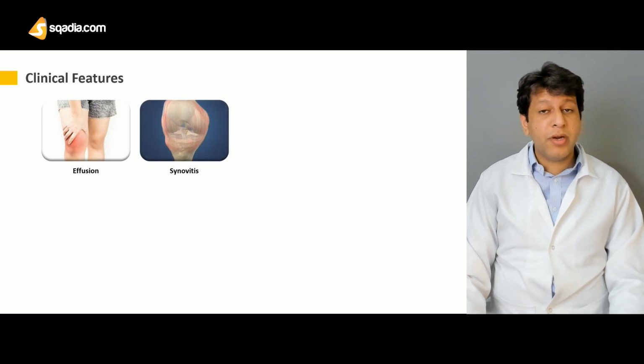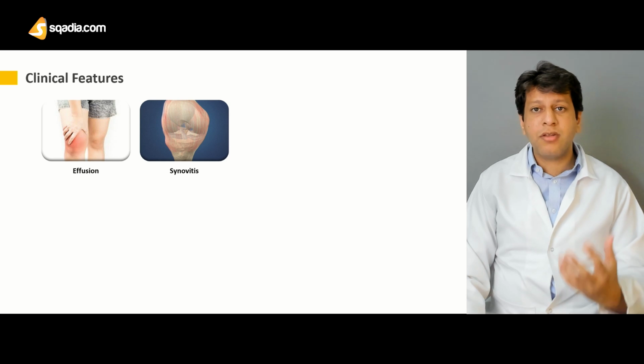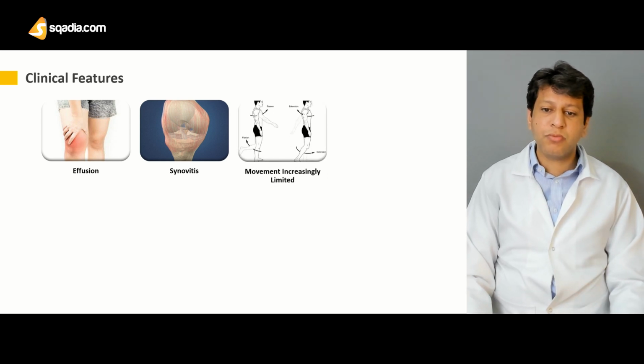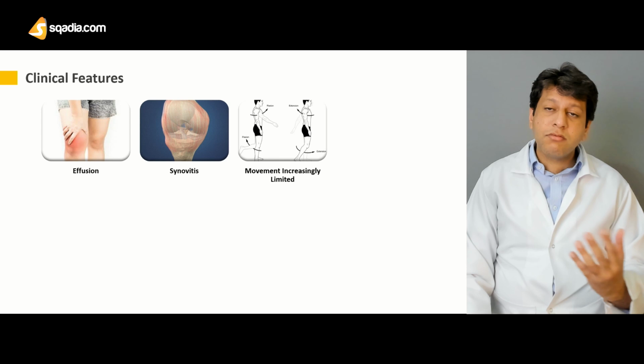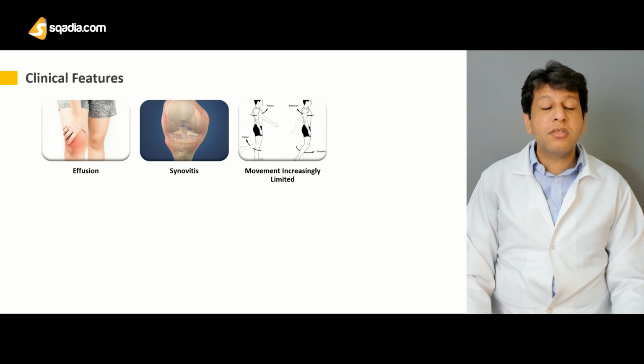Then comes the synovitis. Synovitis and synovial hyperproliferation is common and leads to increased synovial joint fluid production, eventually leading to effusion and swelling as well. As swelling has increased and synovial hyperproliferation has increased, this leads to movements becoming increasingly limited.